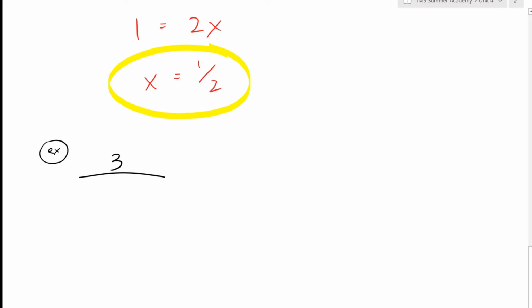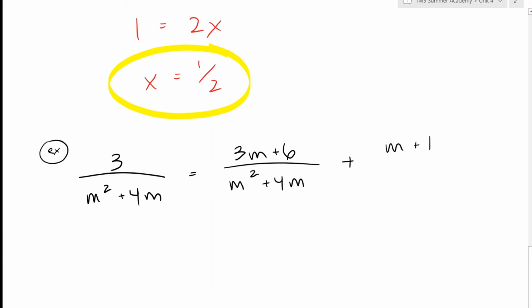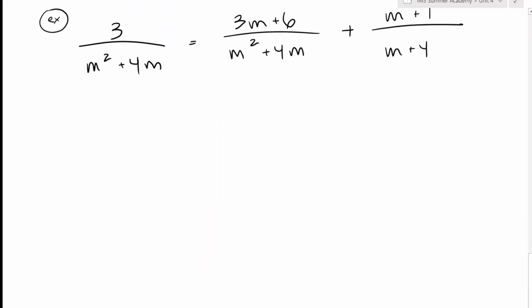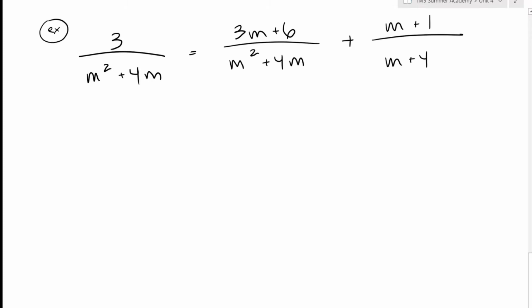So 3 over m squared plus 4m equals 3m plus 6 over m squared plus 4m plus m plus 1 over m plus 4. Alright, so now we're getting a little bit more complicated with our problems. I can see the first and second fraction already have this m squared plus 4m as a common denominator, but the last one doesn't. So this is where I really do want to factor stuff.